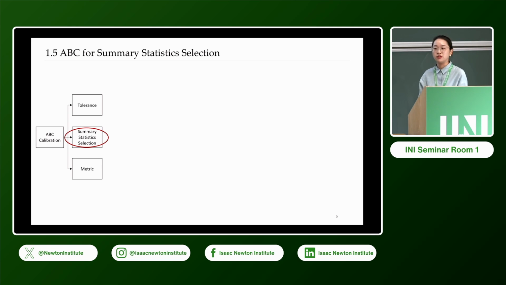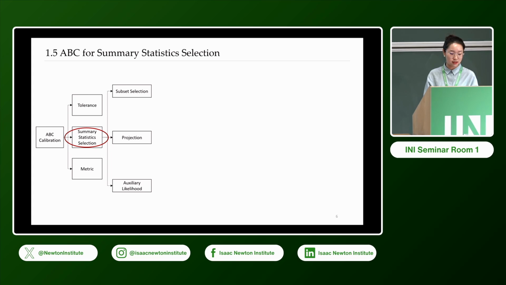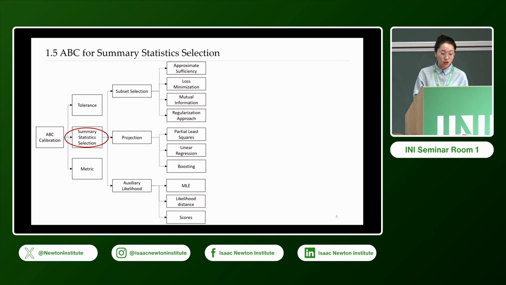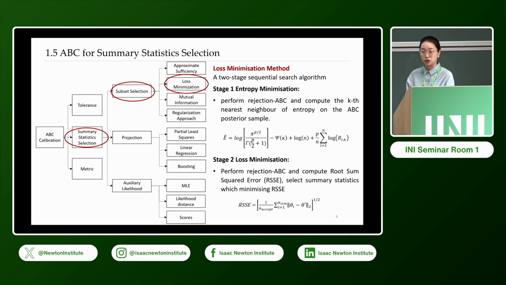The choice of summary statistics, often made empirically, crucially affects the performance of ABC. Our work will focus on summary statistics selection methods, which can be classified into 3 categories: subset selection, projection, and auxiliary likelihood. Each of these methods has its own advantage, with subset selection prized for its interpretability. This kind of method involves selecting a candidate set of data features and attempting to identify the low-dimensional, highly informative subset. For example, the loss minimization method, a 2-stage sequential search algorithm, selects the best summary statistics by minimizing the entropy first and then optimizing the ABC performance on a similar data set by minimizing the loss averages. This method is later used in our simulation study.